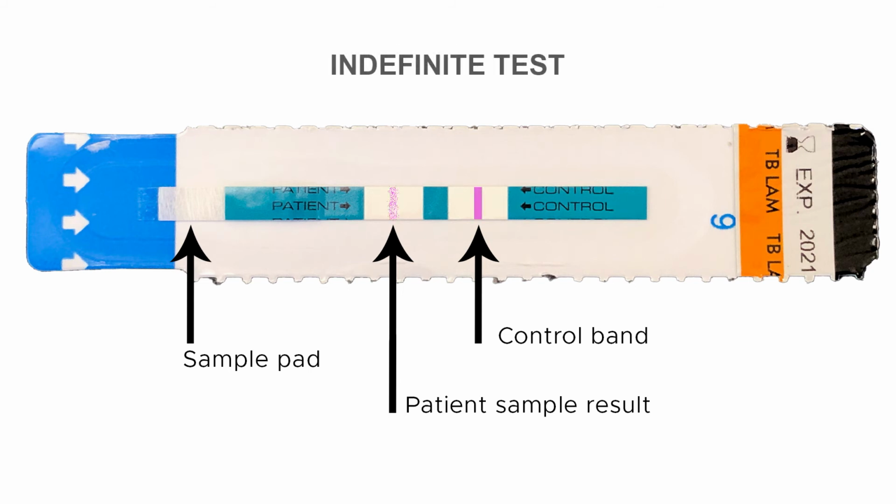If one purple or gray bar appears in the control window of the strip with an unclear or incomplete purple or gray bar in the patient window of the strip, the TB LAM result is indefinite. The test should be repeated.